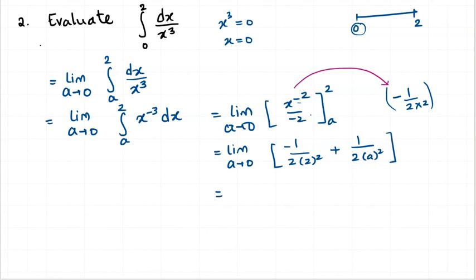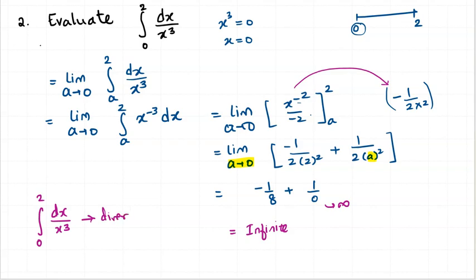Okay, so the first term will become minus 1 over 8 plus, when you replace this a by 0, what you will get? 1 over 0. 1 over 0 means infinite. This term becomes infinite. Infinity plus anything is also infinite. So we say that this integral 0 to 2 dx over x power 3 diverges. It's having an infinite value.